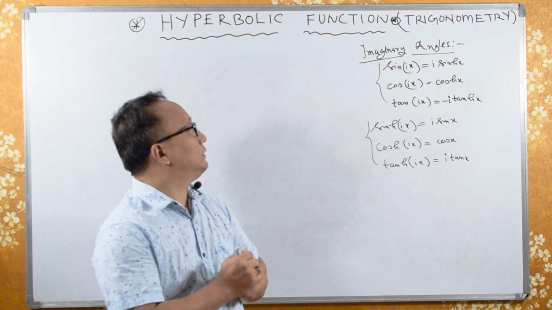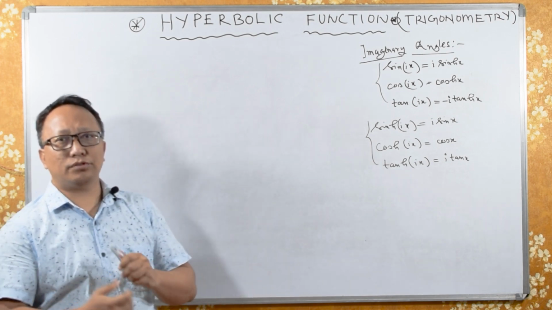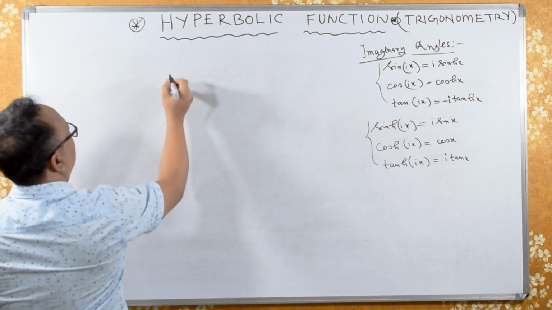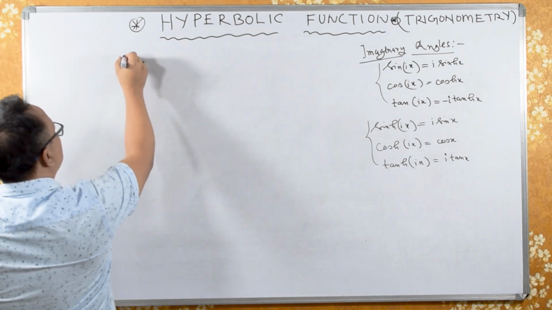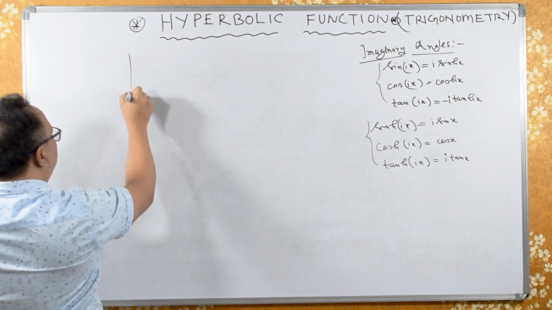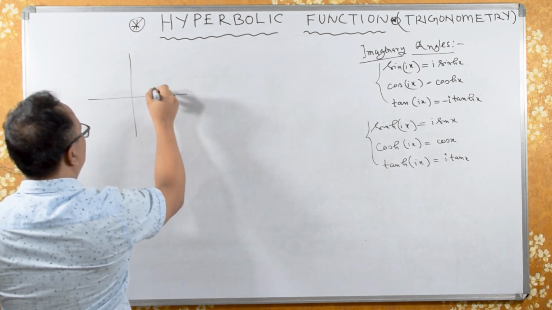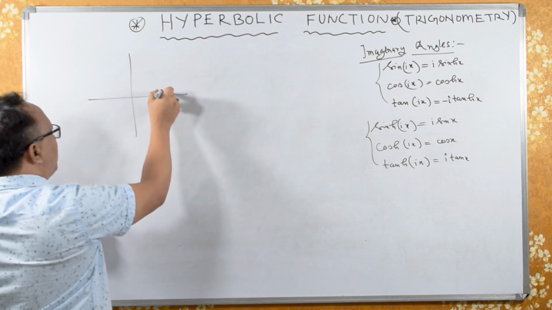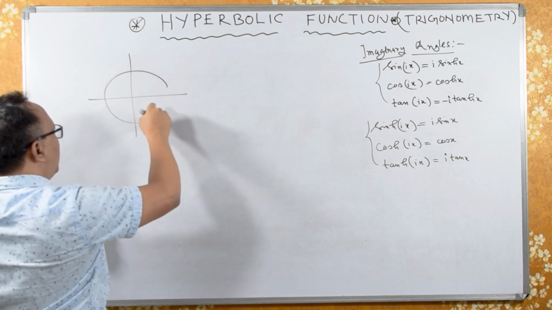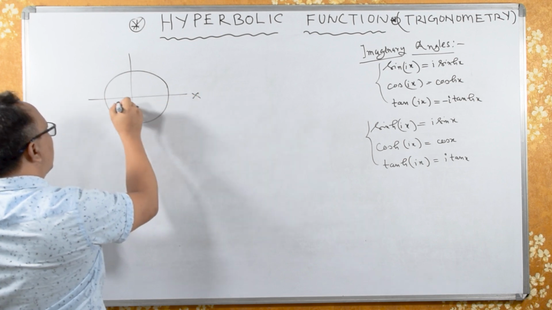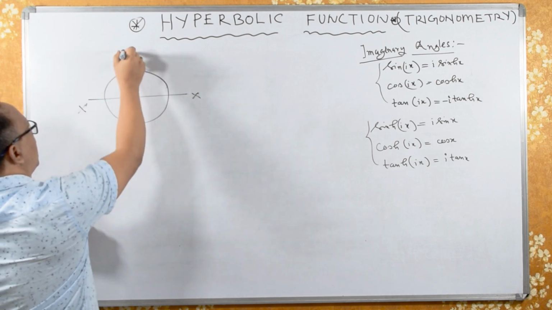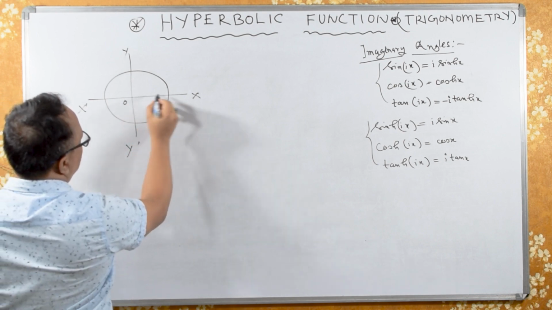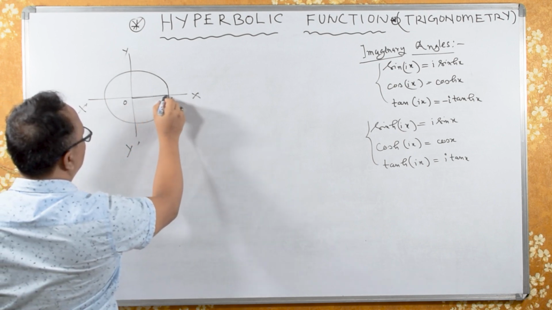Now, in trigonometry, most of the formulas, all formulas, are based on the unit circle. Unit circle means the circle having radius r equals 1. For example, this is the unit circle, with axes x'Ox and y'Oy. This radius is 1, from here to here is 1.